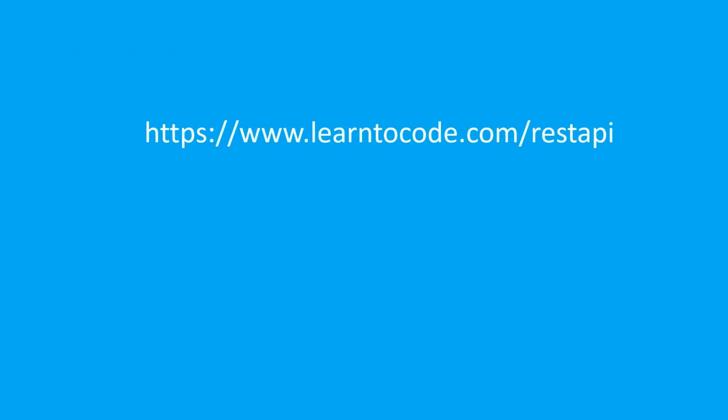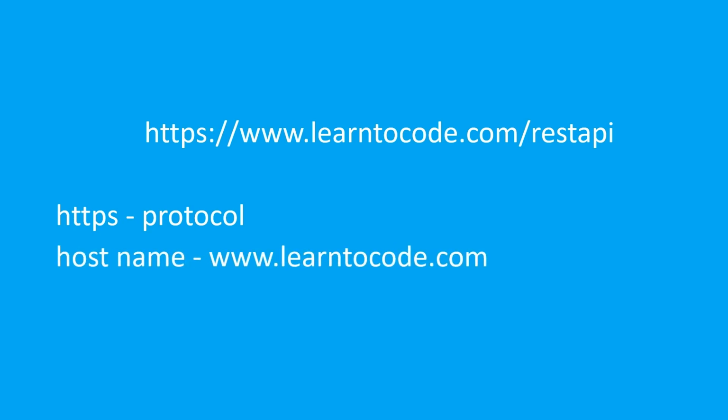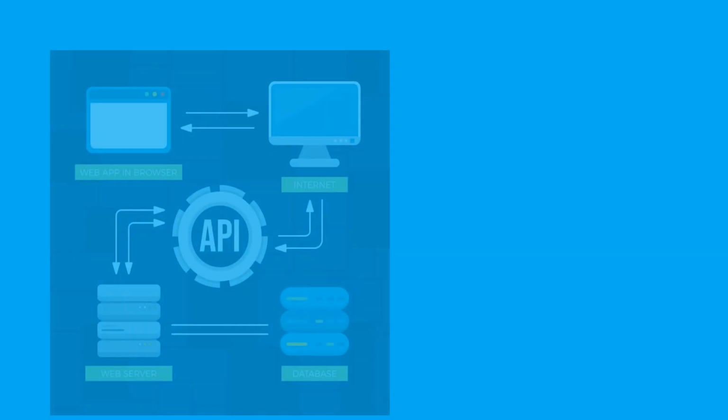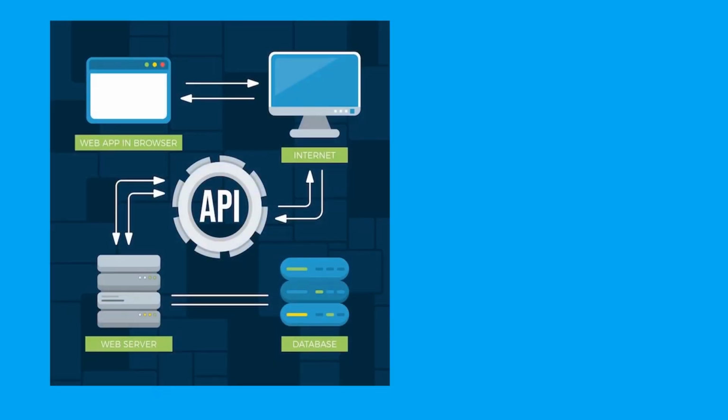So it is accessed with endpoints. Here in this URL, if we look at first, HTTP says it's a protocol, and www.learntocode.com is the host name or the website name, and REST API is the endpoint that we use to access. Let us see about the interactions that happen with REST API.